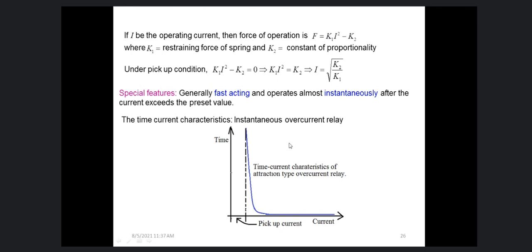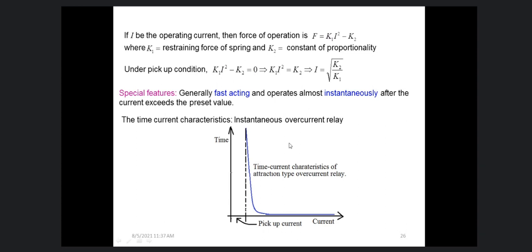But we shall not use it for a transmission line, because especially in case of an overhead transmission line, every time there will be some transient due to the ambience. Because that is a bare conductor, that will die down within a very small time. So if we use this instantaneous type overcurrent relay, it will trip every time, so it will be a hazard, so we shall not use it, right?